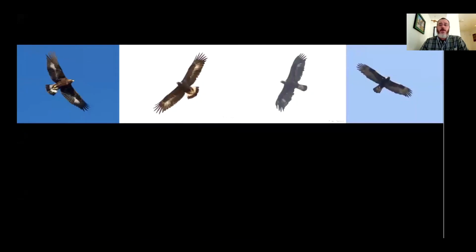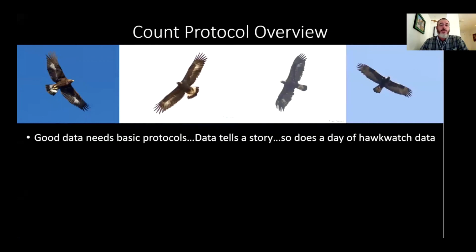Okay, so now for the fun stuff. This is what everybody was hoping for, the count protocol overviews. So, essentially good data needs basic protocols. We are conducting community science here, often called citizen science. And while some people may think that the data standards for community science are lower than for more classic rigorous science, I would argue that it's not. It's still quite rigorous. It needs to be.